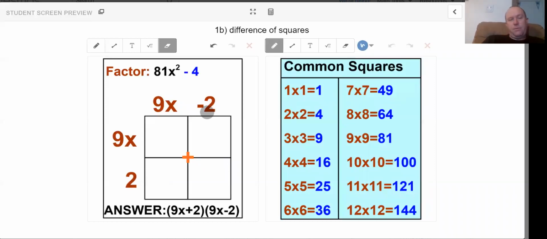2 times negative 2. And then 81 is 9 times 9. And then we're actually done. So these are both squares. So I do the square root of this one, 4, 2 and negative 2. And then I do the square root of this one, 81, 9 and 9. And we're actually finished. Now you could fill in the grid just to make sure you do get 81x squared minus 4, but you'll find that that is actually the answer.